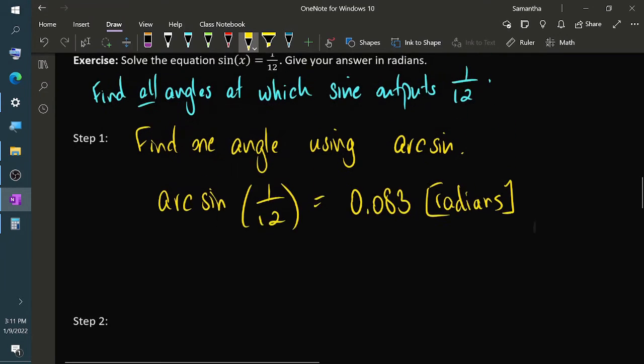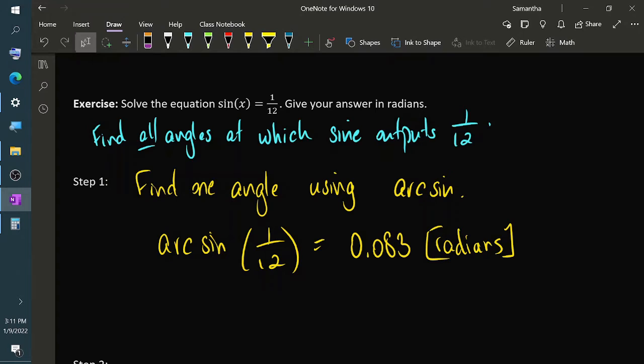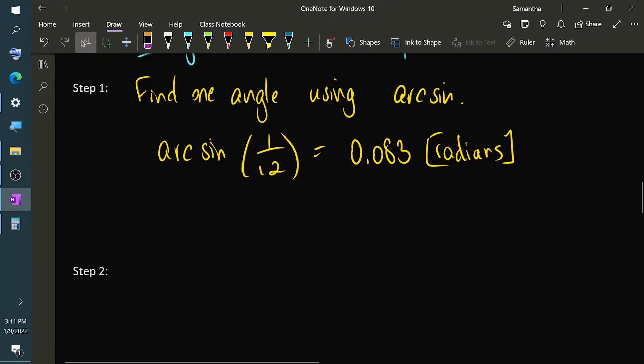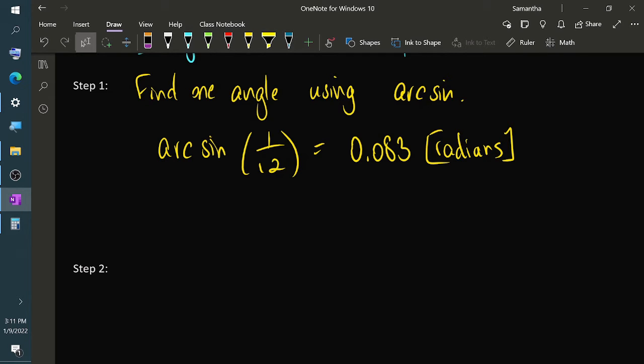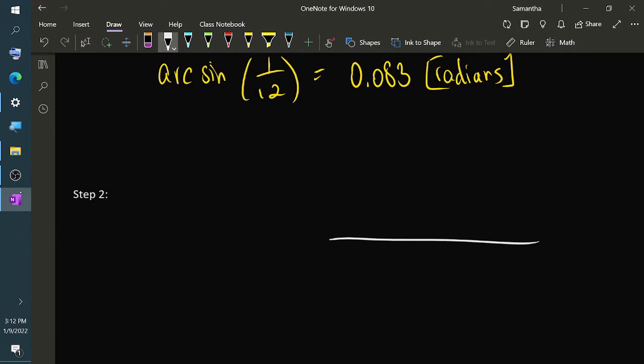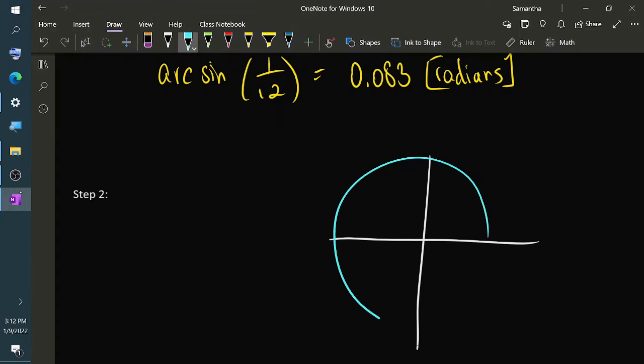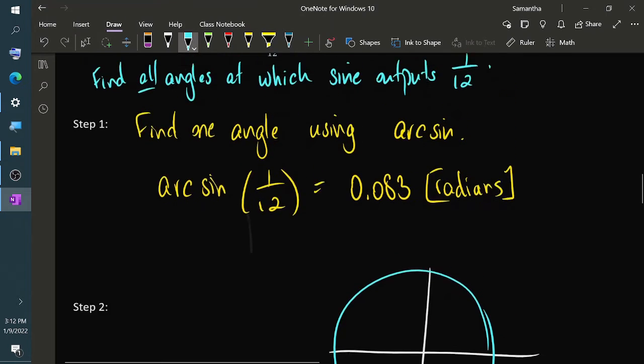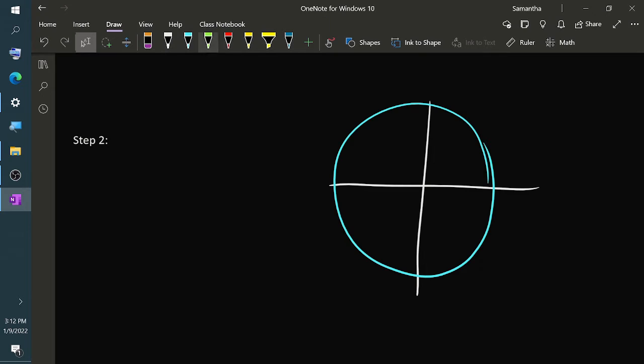Okay. Now this is just one solution to this equation. Specifically, this is the singular angle between negative 90 degrees and positive 90 degrees. Let's see how we would figure out the other solutions to this equation using the unit circle. So here is the unit circle. We are looking for locations where the y-coordinate, where the sine is equal to 1/12. So I'm going to mark y equals 1/12 on this image, and I'm just going to sketch in a line to indicate to me where that height is.